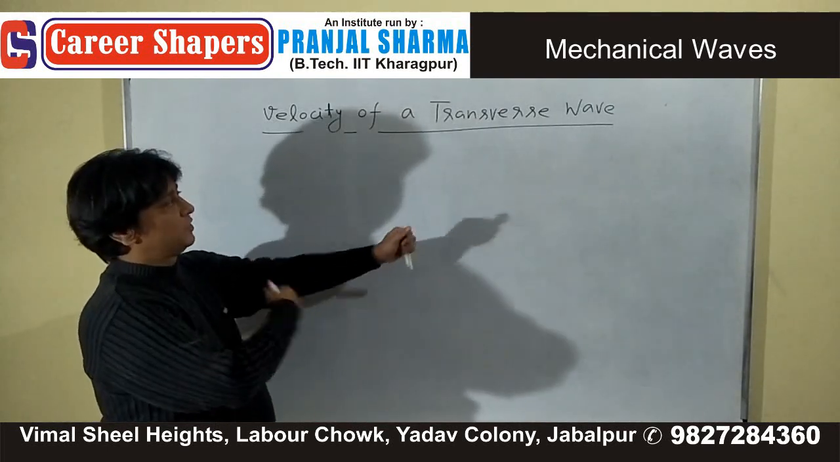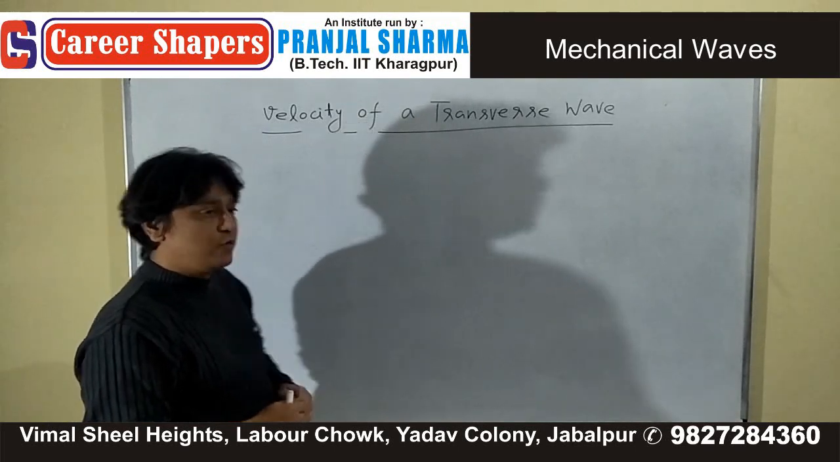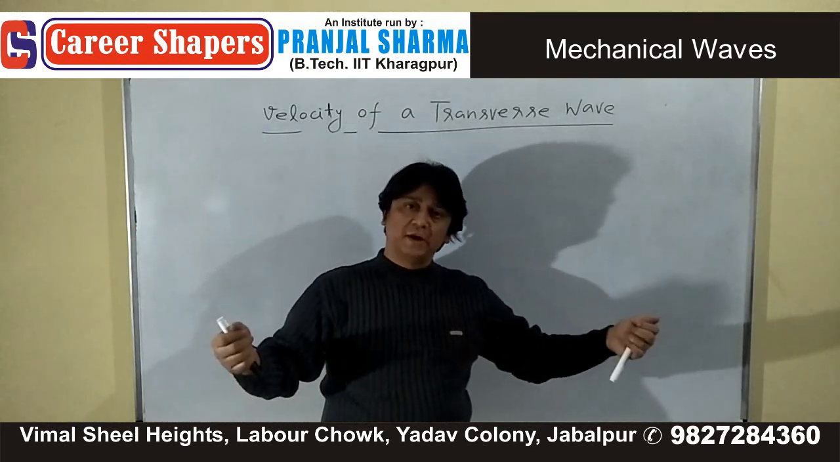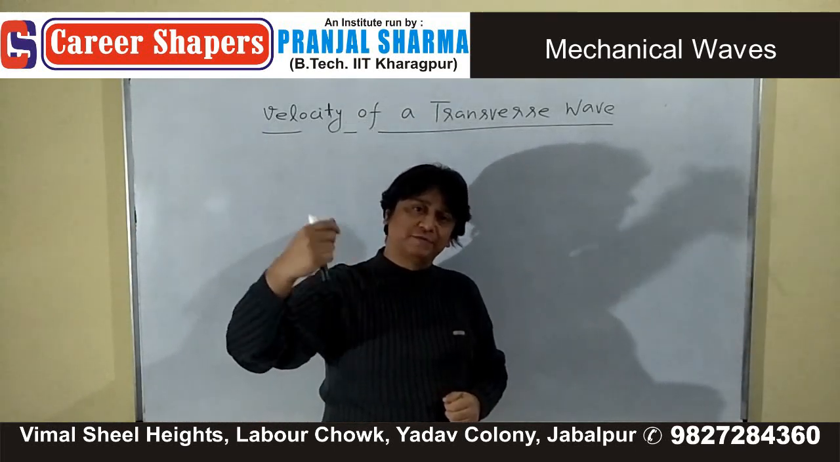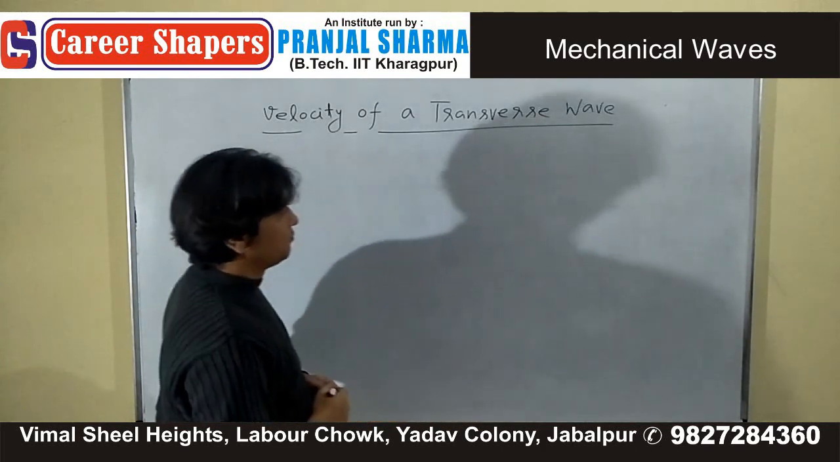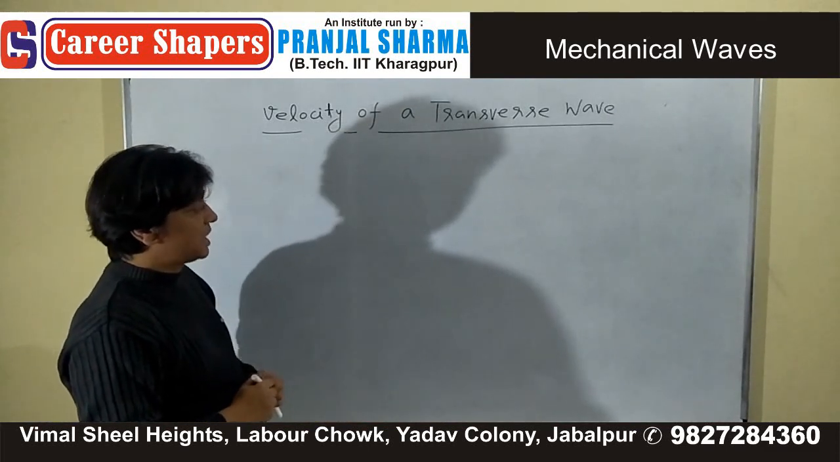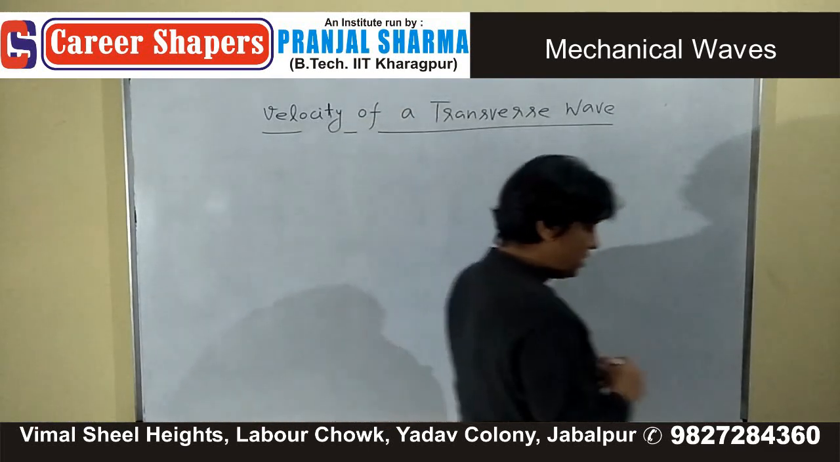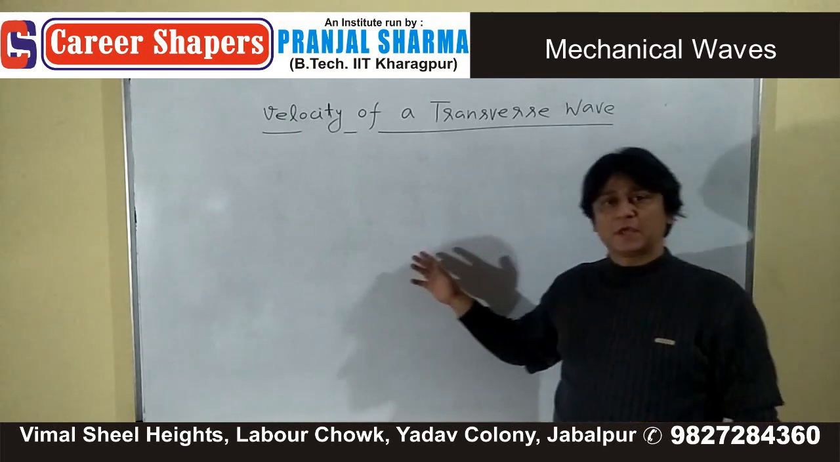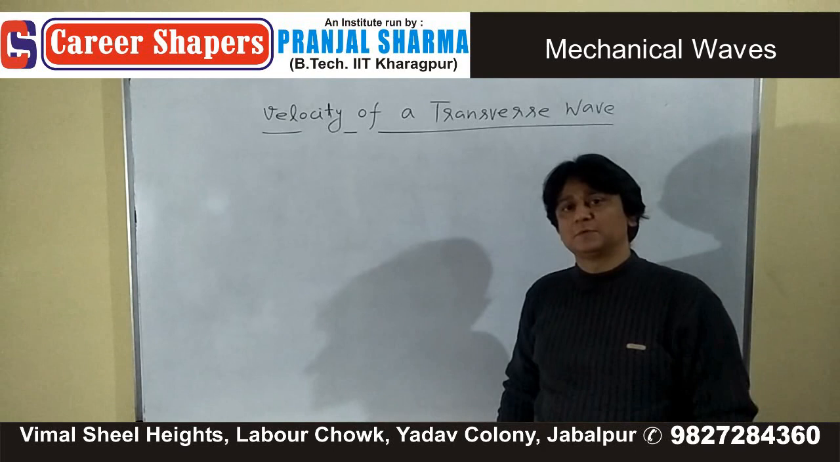Let's see the velocity of a transverse wave in a rope. We have a rope, a string. You're producing waves at one end, and these waves are traveling, and we need to find the velocity of this wave. The first thing: the velocity of a wave in a rope depends on two things.